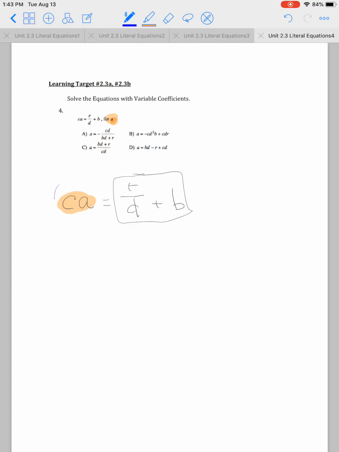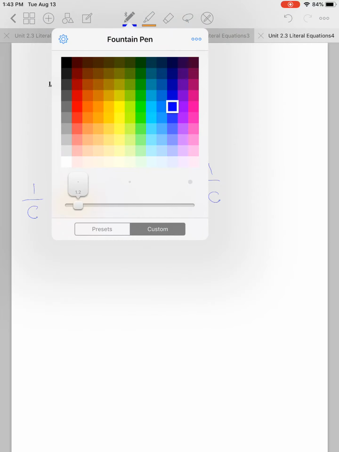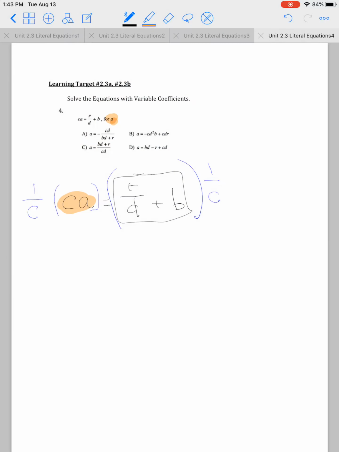So I'm going to take this whole thing and multiply by 1 over c, and I'm going to take this whole thing and multiply by 1 over c. And when I do, this c cancels out this c, and so I get the a that they asked me to get.